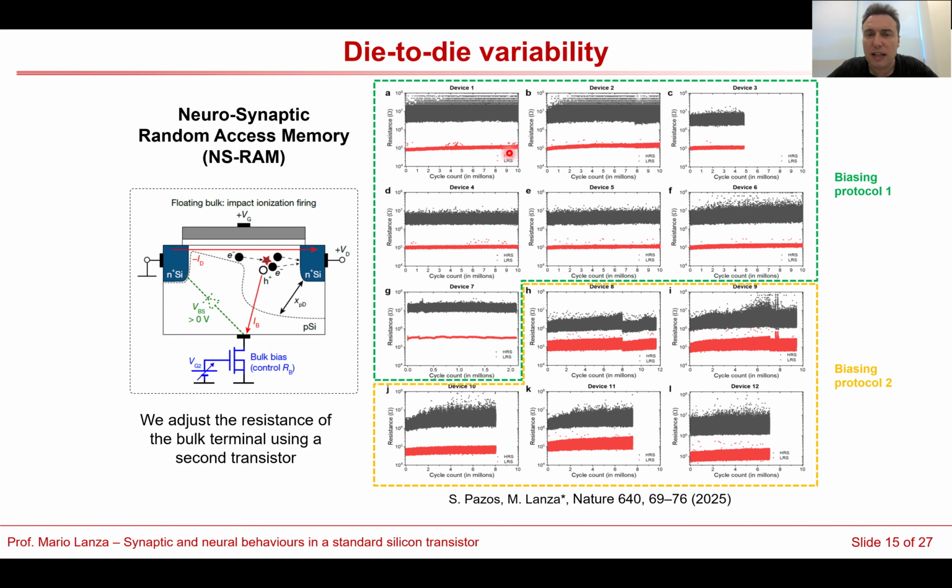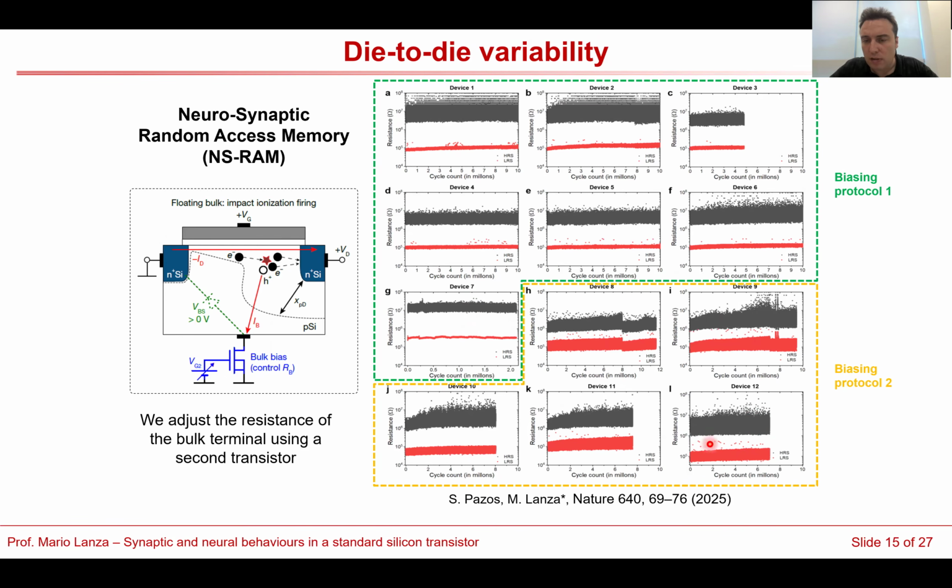And you can see the cycle-to-cycle variability is low, but also the level of the states from one device to another is very, very similar. And as I mentioned, not only is the variability very small, but also the yield is 100%. All the devices show this.